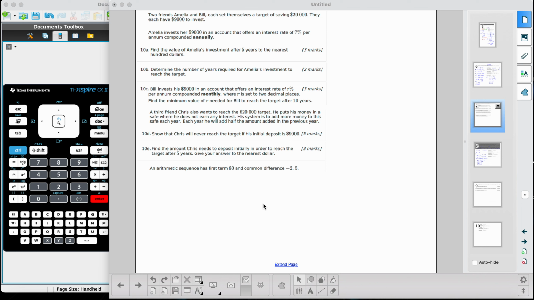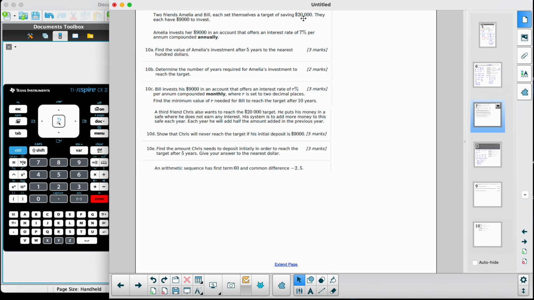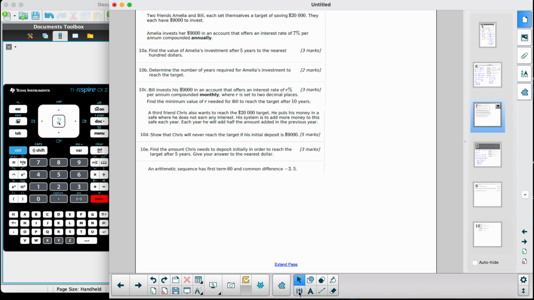Number 10. Two friends, Amelia and Bill, each set themselves a target of saving $20,000. Well, good for them. They each have $9,000 to invest. Amelia invests her $9,000 in an account that offers an interest rate of 7% per annum, which is per year, annum for annual, compounded annually. Find the value of Amelia's investment after 5 years to the nearest $100.